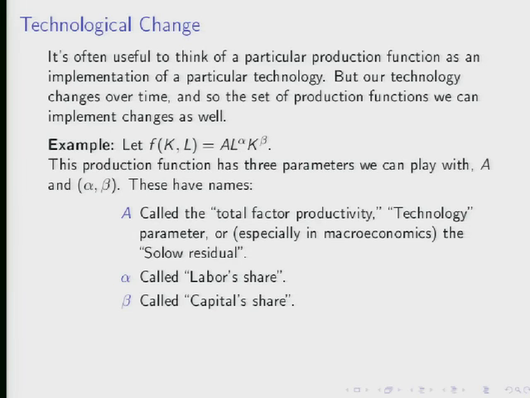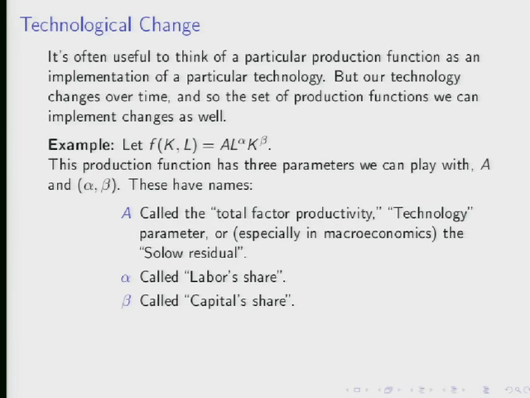A description of technological change using a Cobb-Douglas production function. It's not the only production function we might use to characterize technological change, but it's a standard workhorse production function used in economics, both at large scales, as I said, for modeling output for an entire country, and also at very small scales, the output of a particular farm or a particular firm.